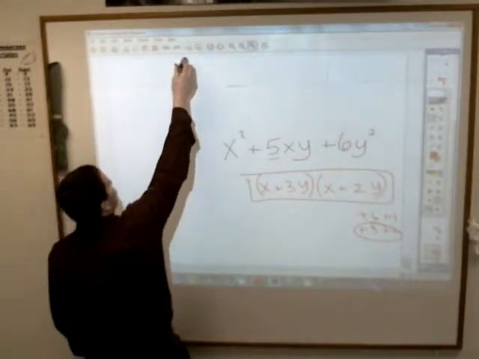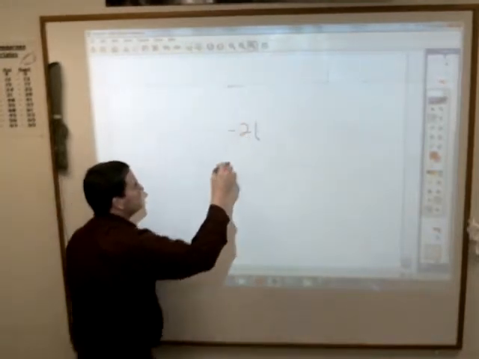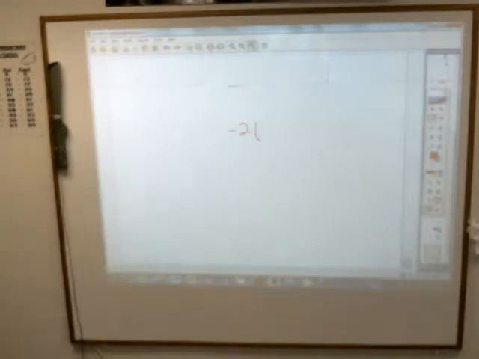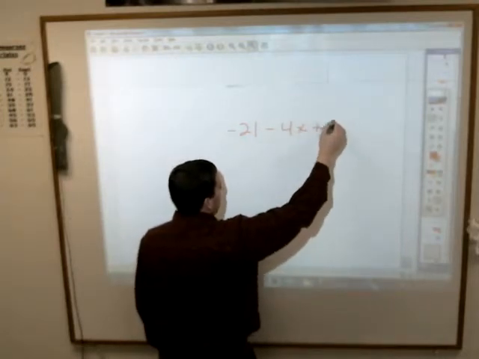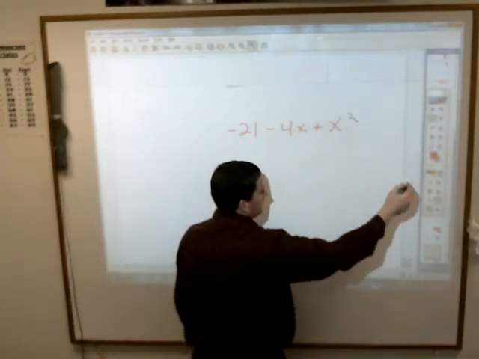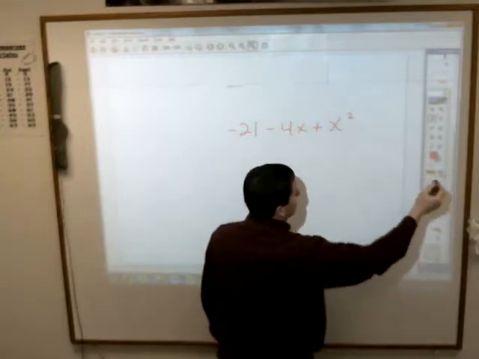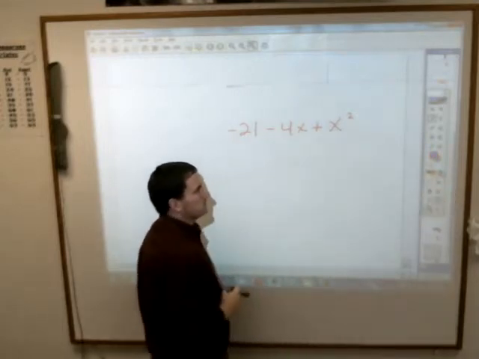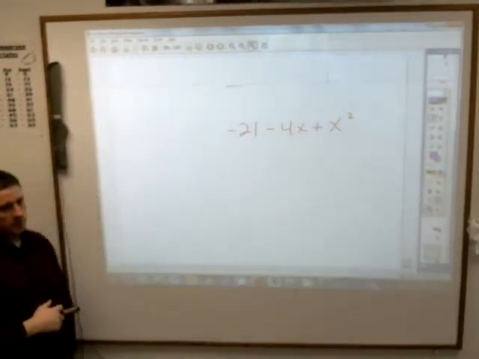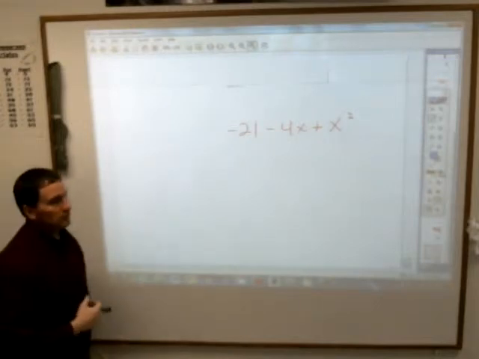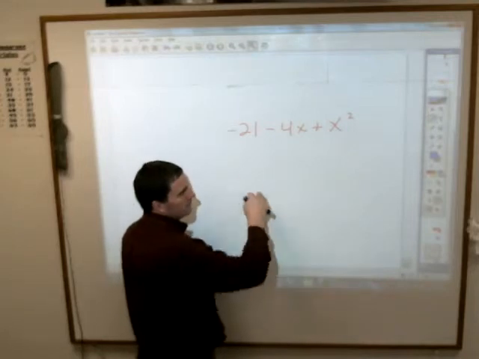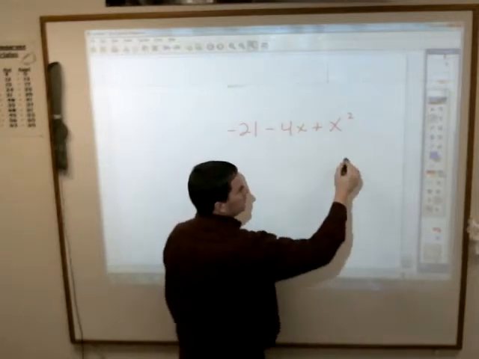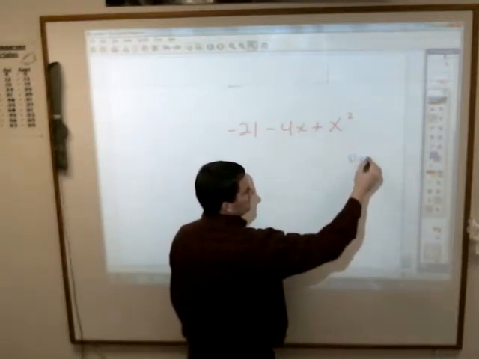Alright, now what happens when this happens? What if you have a negative 21 minus 4x plus x squared? It is in reverse order. Please, please, please, please, you can move around. There's no equal sign on any of this stuff, so you can change terms whichever way. If you see something like this, you need to arrange it in descending order.